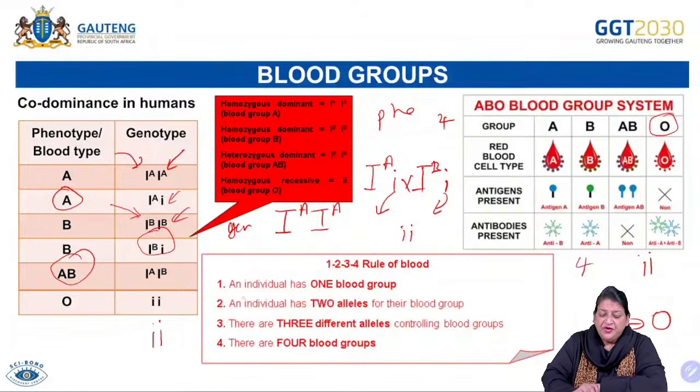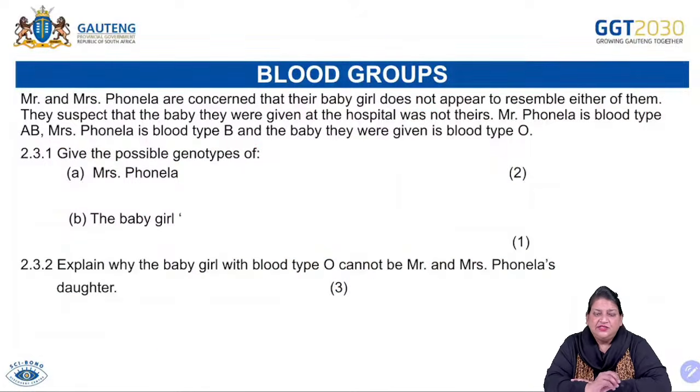Okay. Remember, an individual can only have one blood group. You can either be A or B or AB or O. Right. There are always two alleles that control a blood group for that person. There are three different alleles that control the blood group in a population. Two alleles control a blood group in a person, but three alleles control blood groups in a population. It's allele A, allele B, and allele O. Okay? And there are four different possible blood groups in a population.